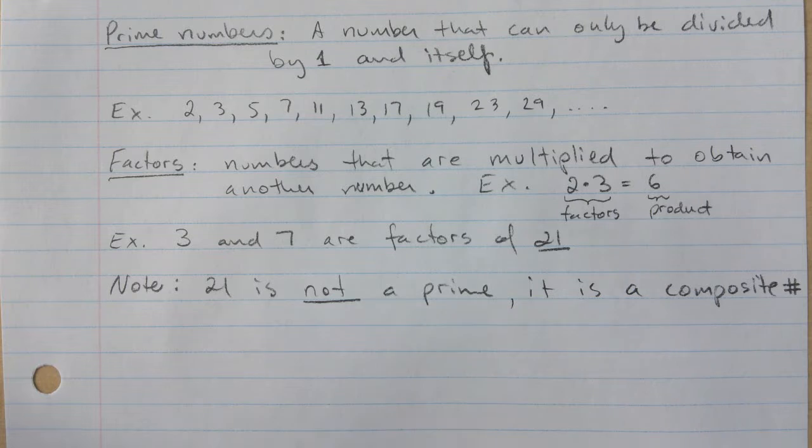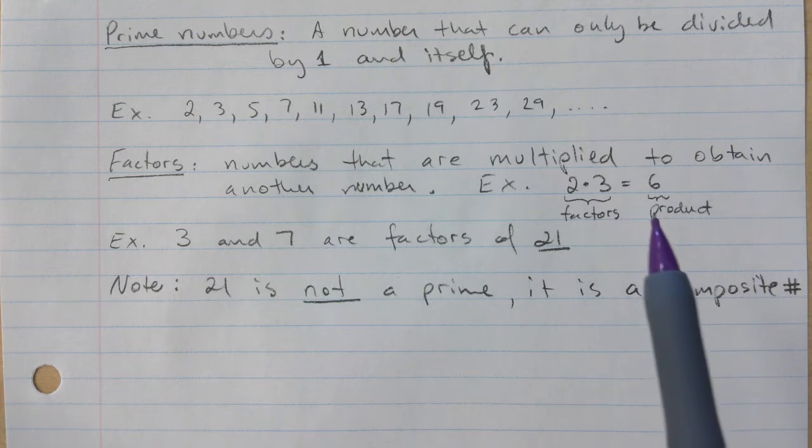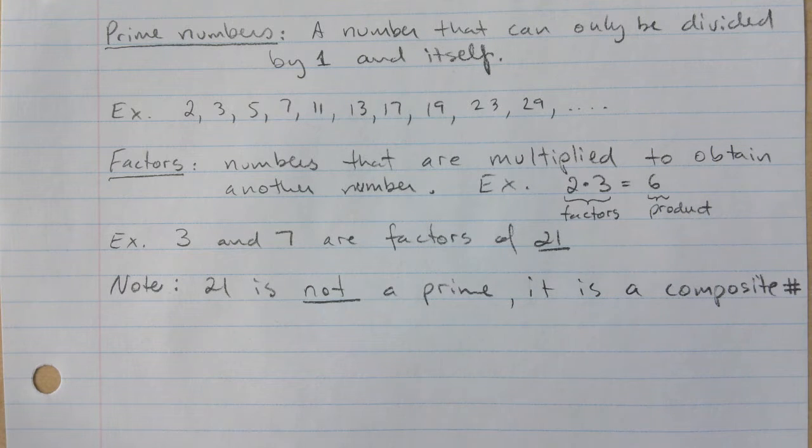Okay. So 10, is that a prime? Wait a minute, I can go 2 times 5 to get 10, so 10 is a composite number, right? 12, I can go 2 times 6, so it has more than just itself and 1 as a factor, okay? So there you go.